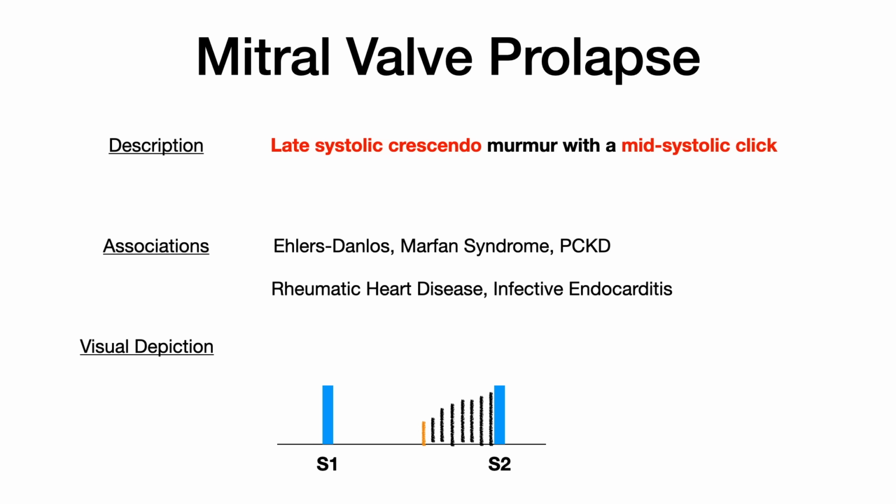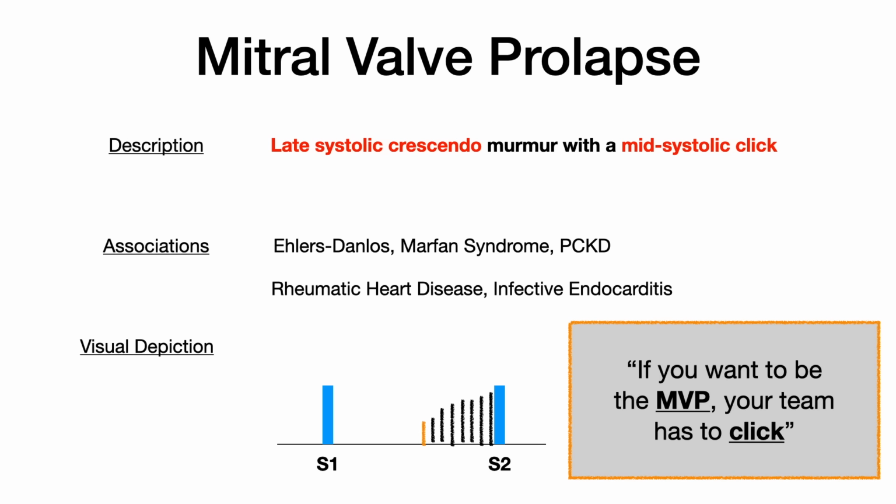Now, I have another video where I go through all of my different mnemonics for how you memorize the description of the murmurs. So for example, for MVP, it's the mid-systolic click. And I'm going to reuse one of my mnemonics here because it's so helpful. When I think of mitral valve prolapse, I think of MVP, which classically to me means most valuable player, and I use that in the context of sports. So if you want to be the MVP, your team has to click. And that reminds me that mitral valve prolapse is associated with this mid-systolic click.